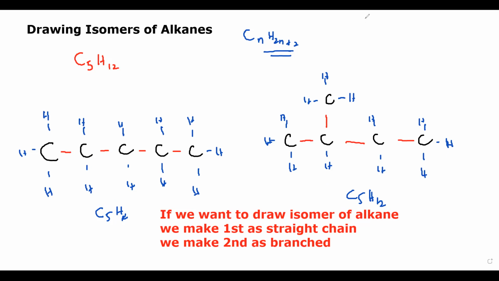And to draw an isomer of alkane, how do we draw? We just make one a straight chain and another one a branch. And keep in mind, you cannot place a branch on the far left hand side or the far right hand side. The branch should be in between. Is it clear how to draw an isomer of alkane?